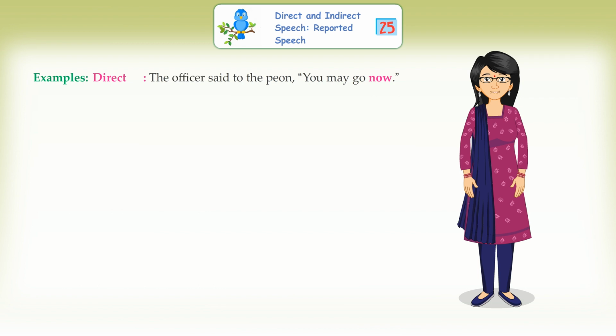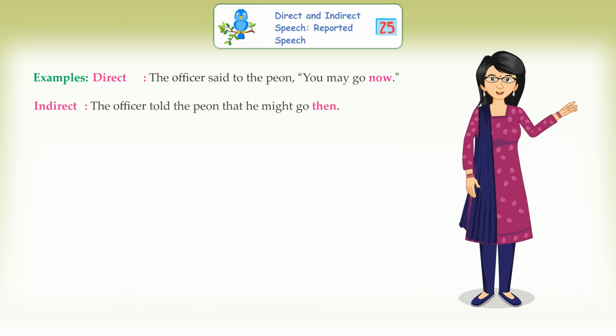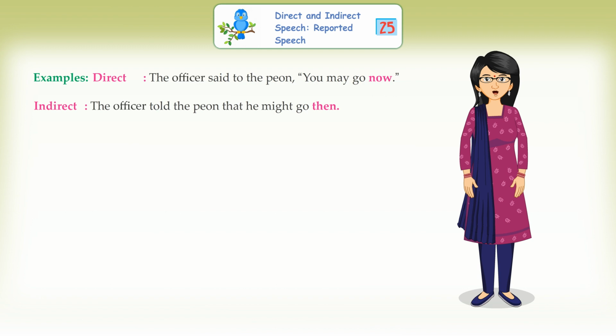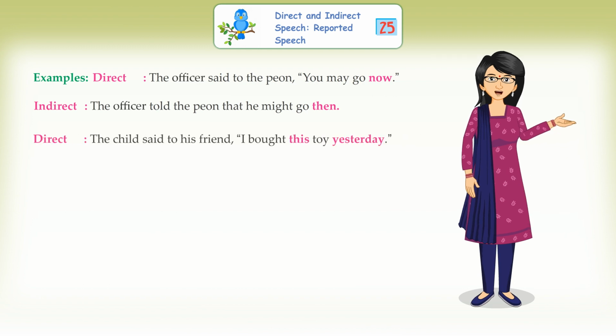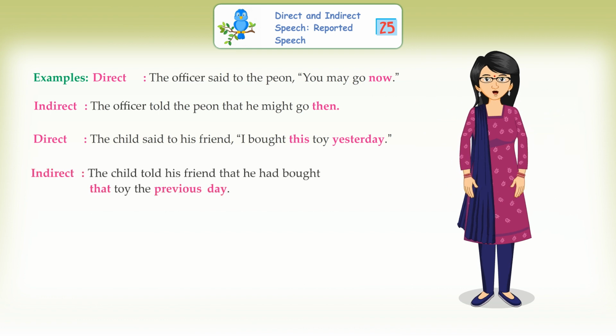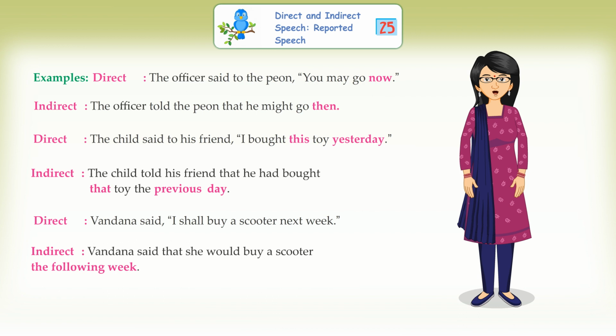Examples: direct. The officer said to the peon, "You may go now." Indirect. The officer told the peon that he might go then. Direct. The child said to his friend, "I bought this toy yesterday." Indirect. The child told his friend that he had bought that toy the previous day. Direct. Vandana said, "I shall buy a scooter next week." Indirect. Vandana said that she would buy a scooter the following week.